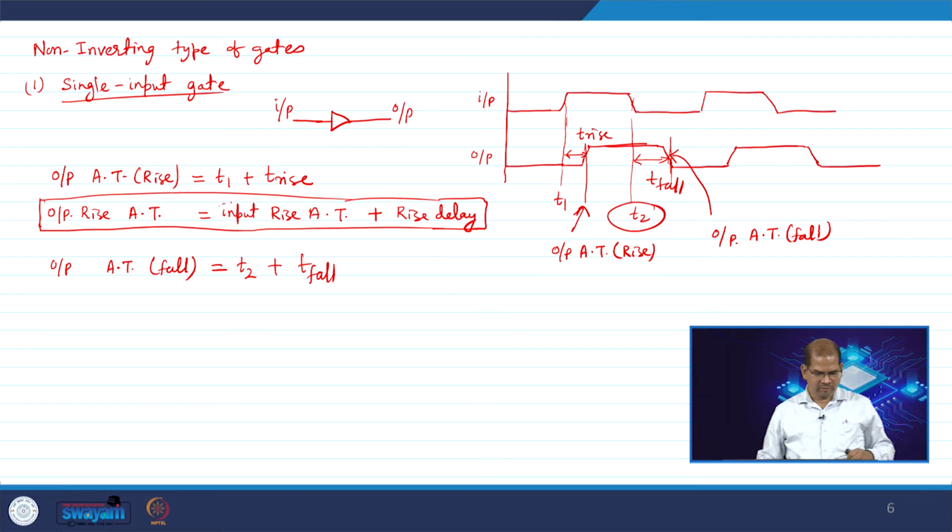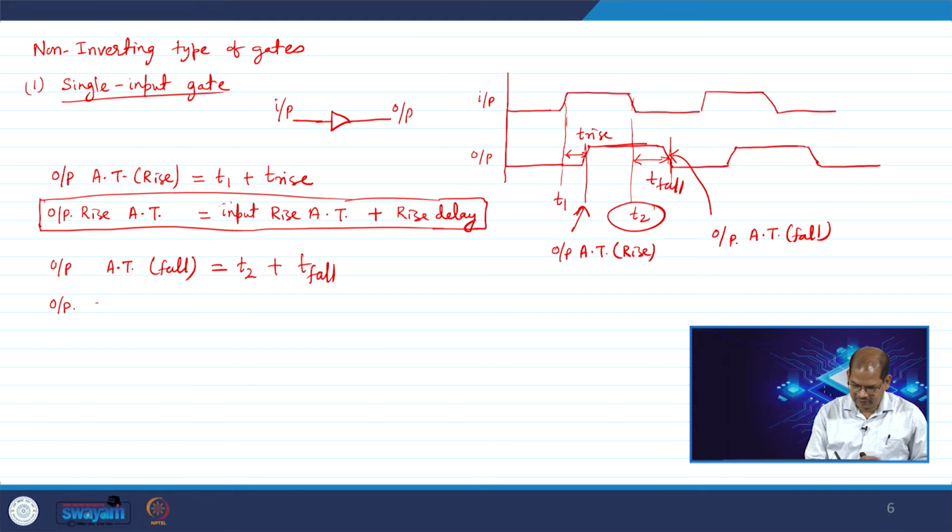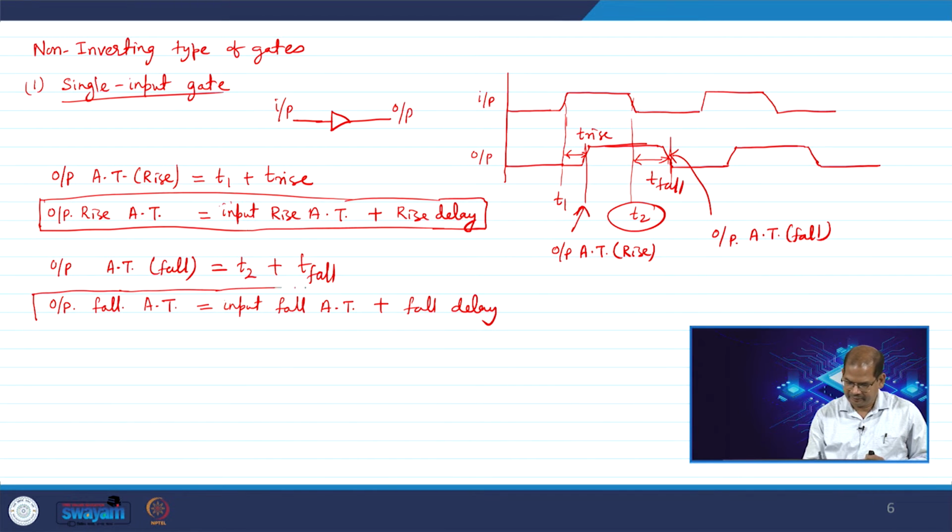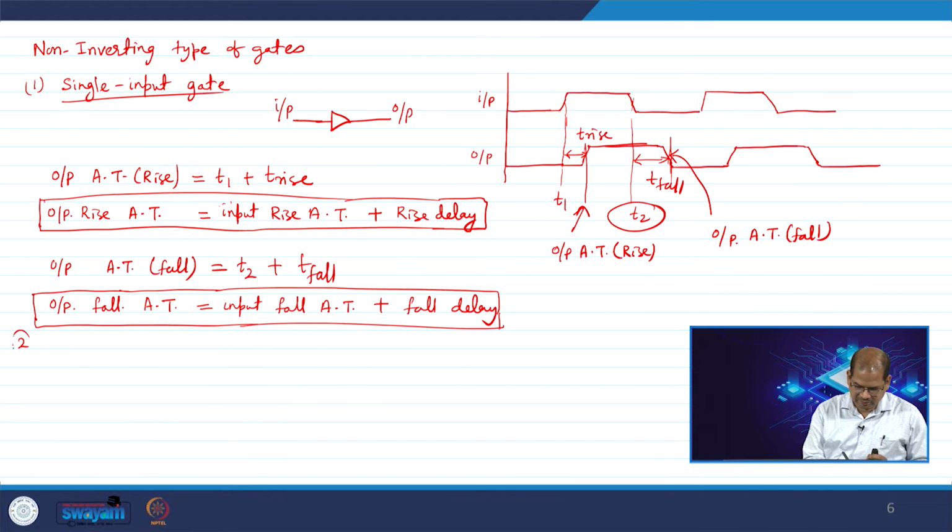So, now if I have this, basically output fall arrival time is equal to input fall arrival time plus fall delay. So, this is for single input gates. The second one is the multiple input gate.